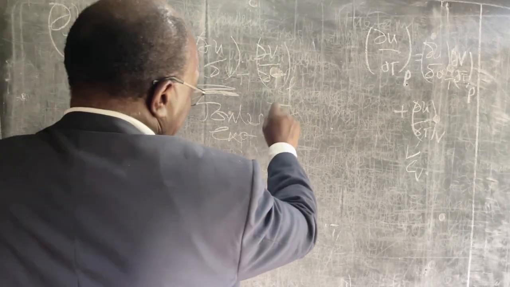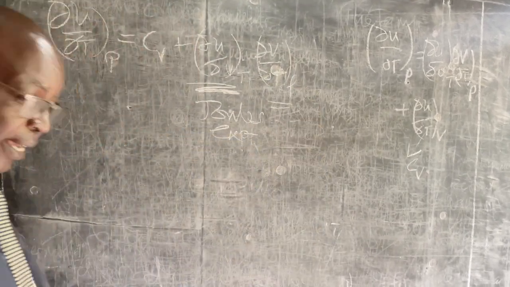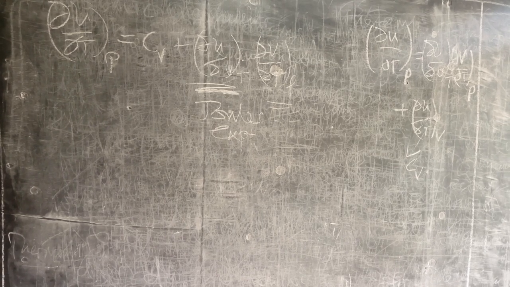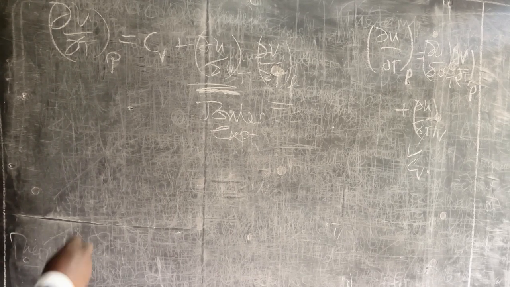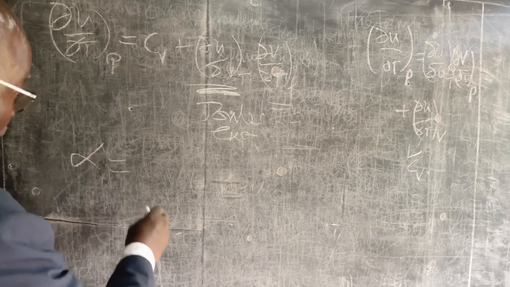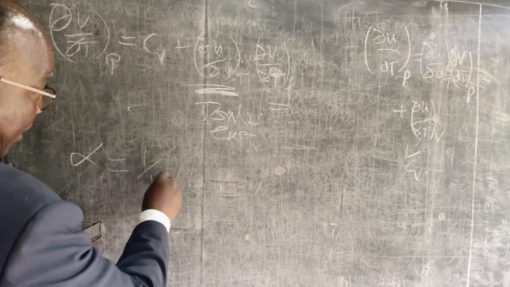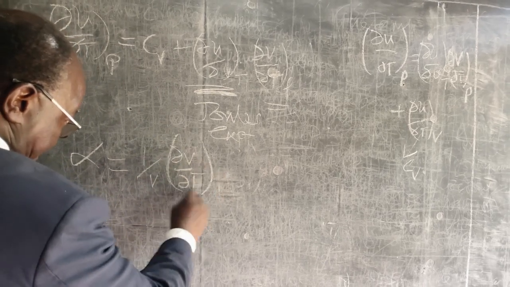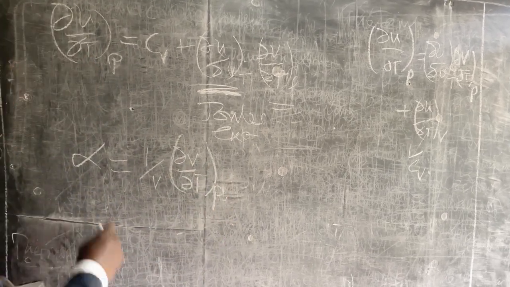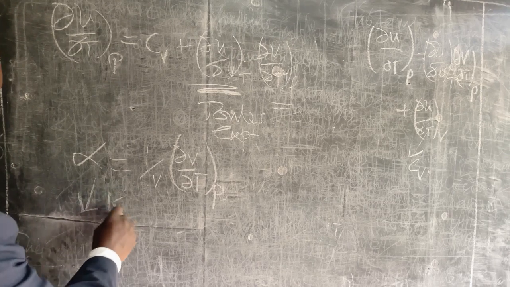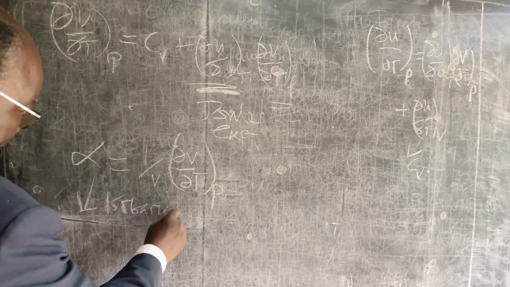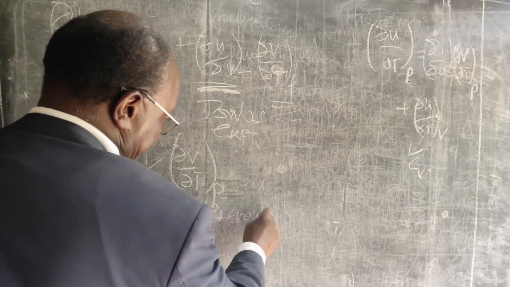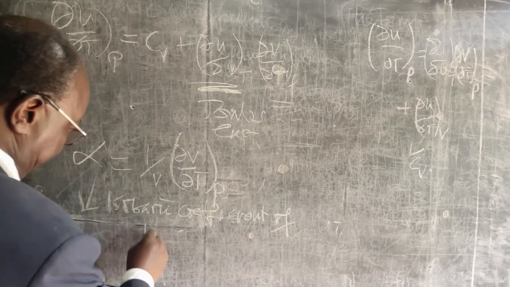This coefficient here, del V del T at constant P, is the isobaric coefficient of thermal expansion, which is defined as alpha equals 1 over V del V del T at constant P. So this alpha is the isobaric coefficient of thermal expansion.